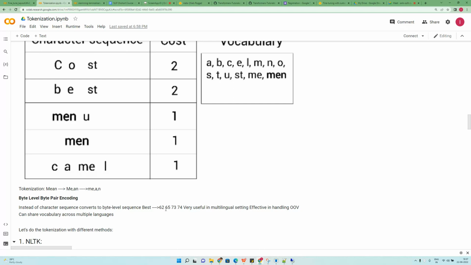So the advantage of doing this is that it actually helps to use it across multiple languages, because at the end of the day, whatever language you use in a computer, you have to convert it into byte level stuff, right? So it makes sense. Even if you use multiple languages, anyhow, at the end of the day, you have to convert everything to byte level. So you can share that vocabulary across multiple languages, because whatever language it may be, you have to convert into byte level so that it's easy for you to match it. So that's what we call byte level byte pair encoding.